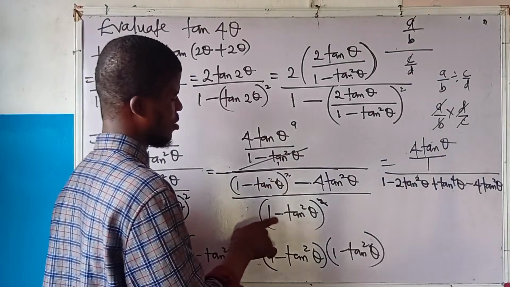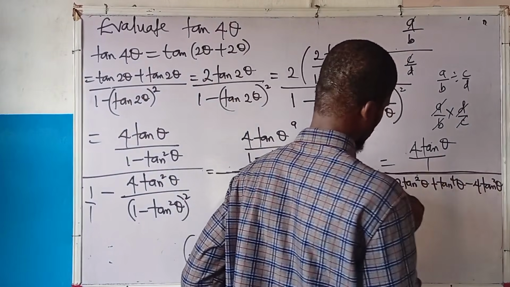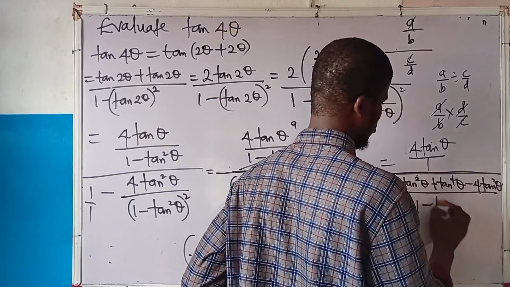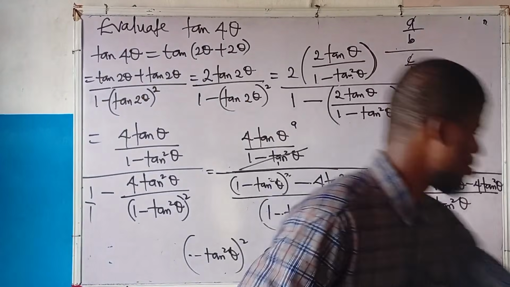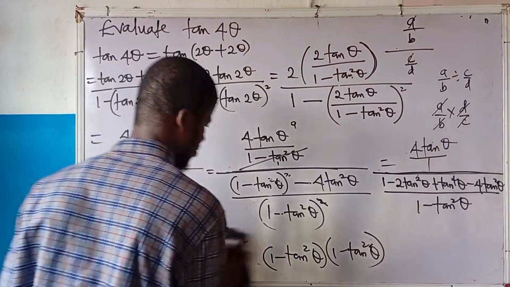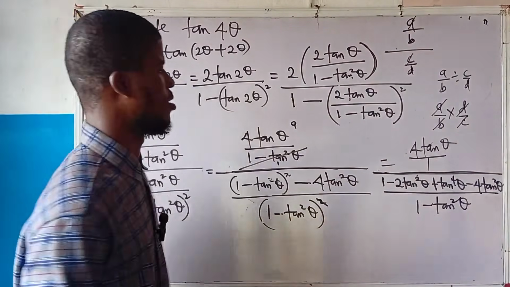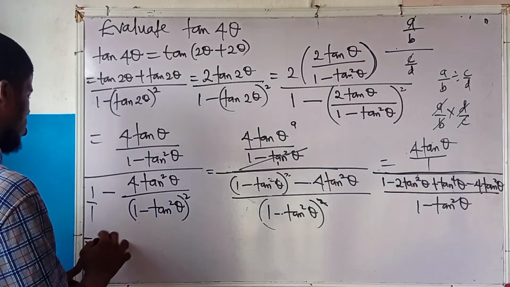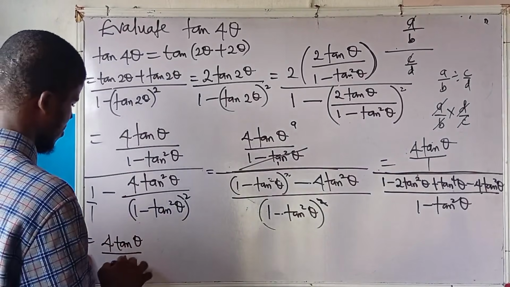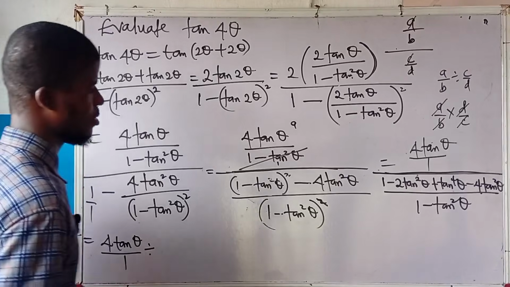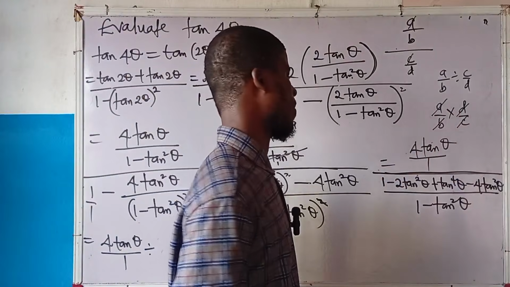What is left under is 1 minus tan square theta. So, divided by 1 minus tan square theta. Alright, let's finish the maths very quickly. So we have 4 tan theta over 1. I don't want to remove that one. This is 4 tan theta all over 1. Divided by, we get it. Everything on top is being divided by what's under.